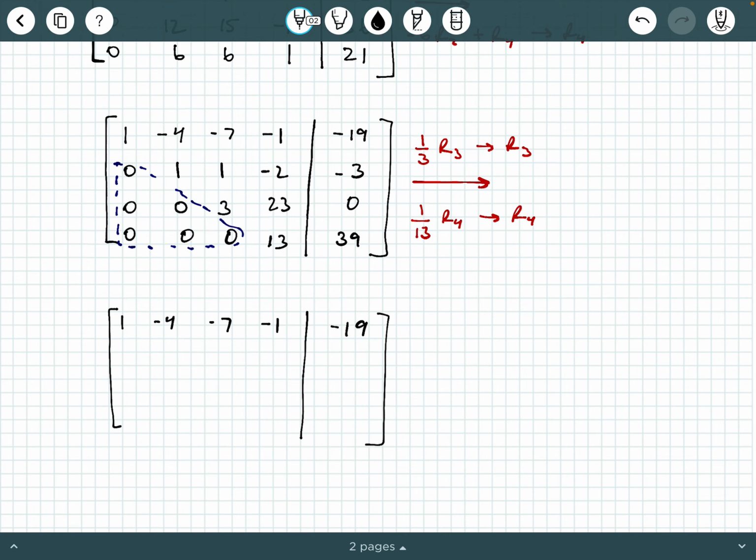Row 1 is not changing. Row 2 is not changing. What about row 3? 0, 0, 1. And then we're going to have 23 over 3, right? Keep that as a fraction. And then 0. And then we'll have 0, 0, 0, 1, and 3 here.